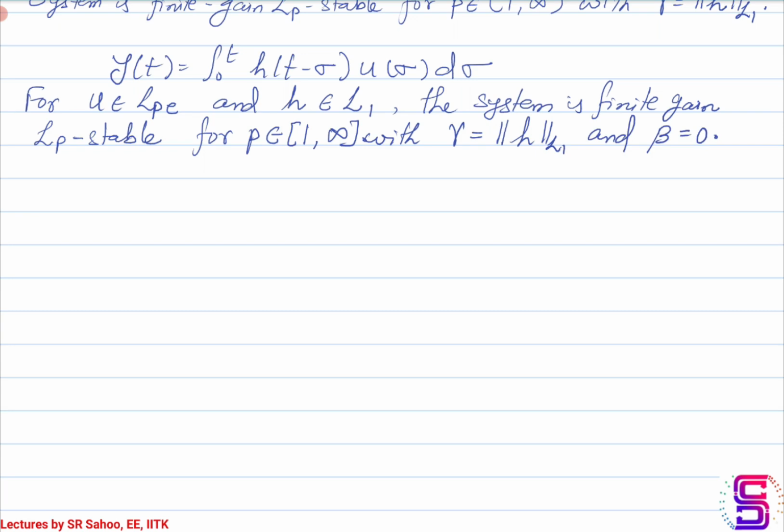So this is an example of a system which is basically finite gain Lp stable for p in the range of 1 to infinity, both 1 and infinity included, and the gain being, for all cases, the L1 norm of h and beta being 0.